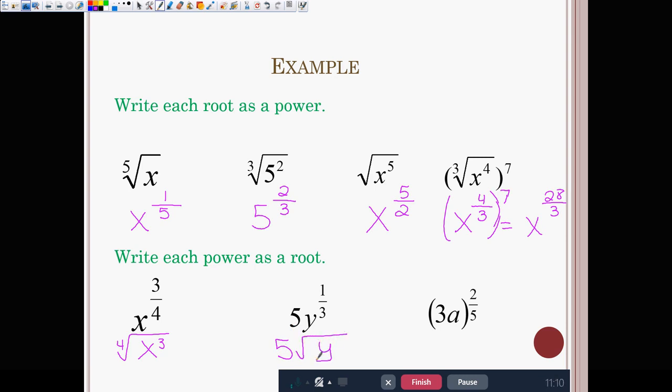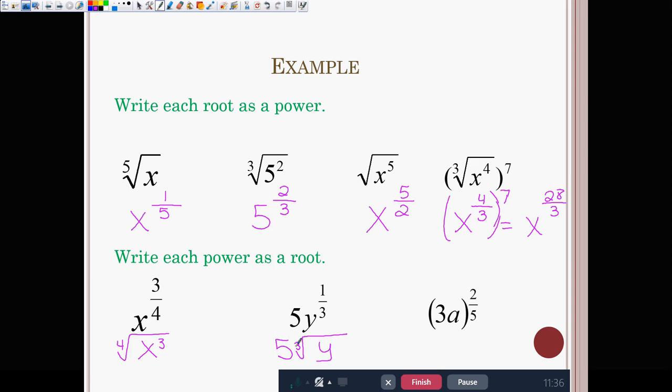Now what is my exponent? 1. Do I need to put a 1? No. What is my index? 3. So it'll be 5 on the outside because 5 is still being multiplied there. Because it's a number next to a grouping symbol. So it still has multiplication. And then it's the cubed root of 3, of y.